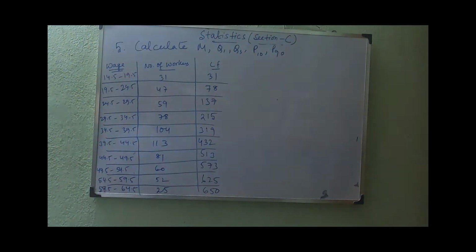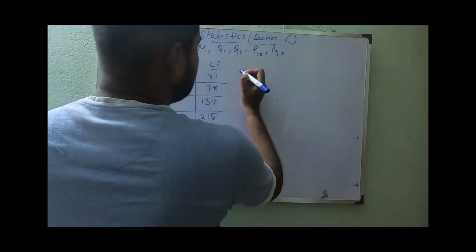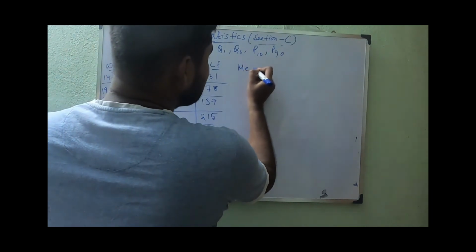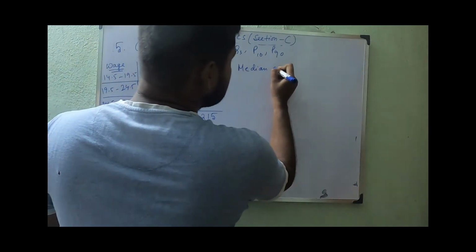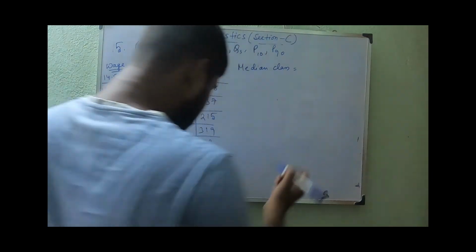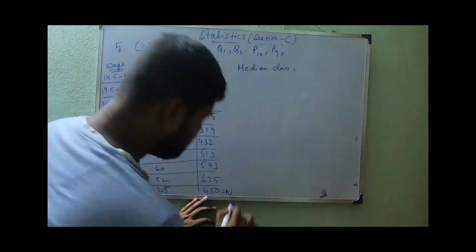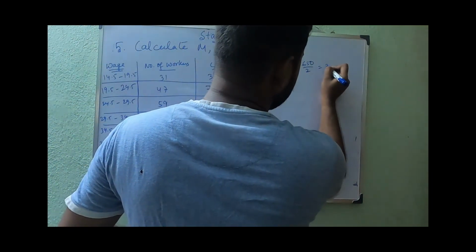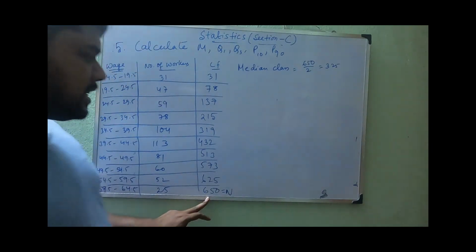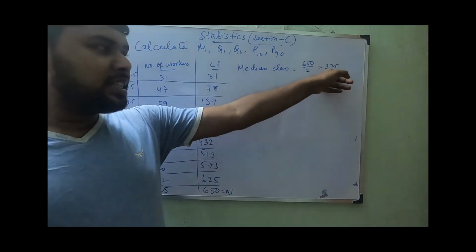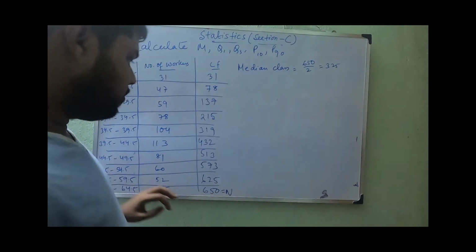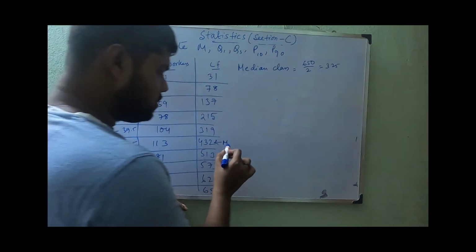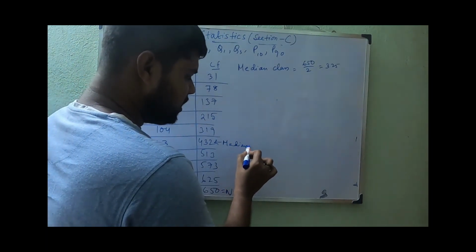So now let me calculate the median. Before finding the median, I need to find the median class. So what is the median class? This is your capital N, 650. N divided by 2, 650 by 2, is 325. So any class containing this cumulative frequency or more, therefore this is your median class.